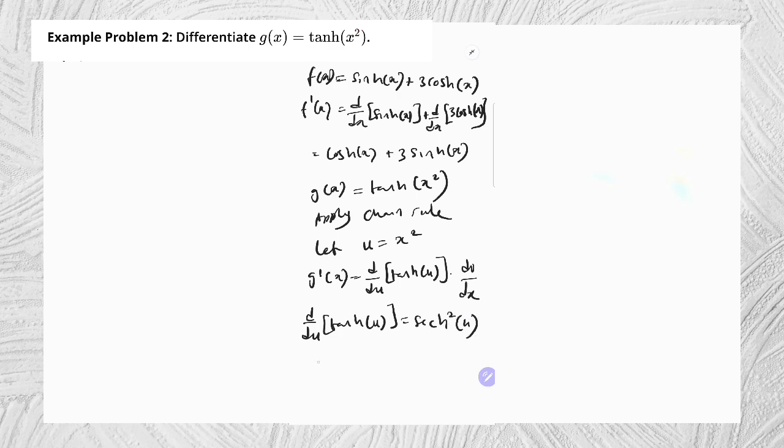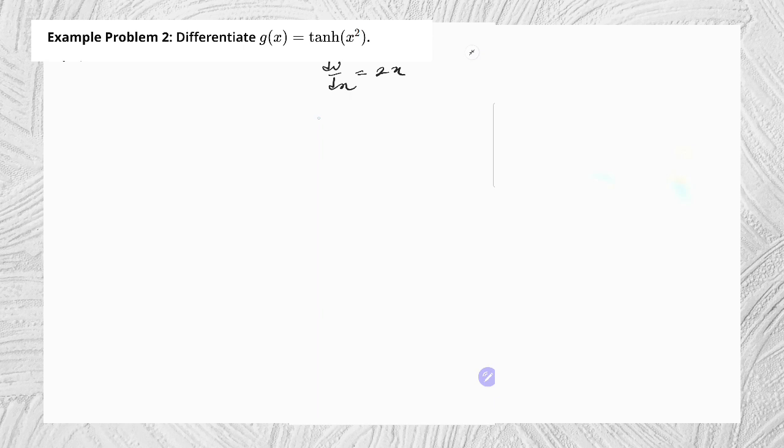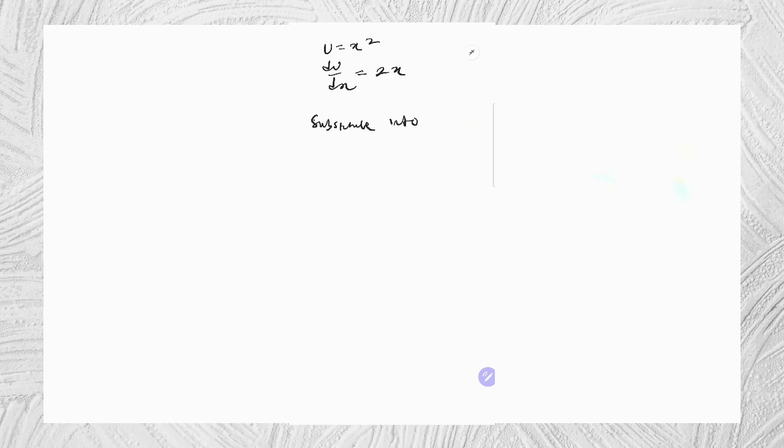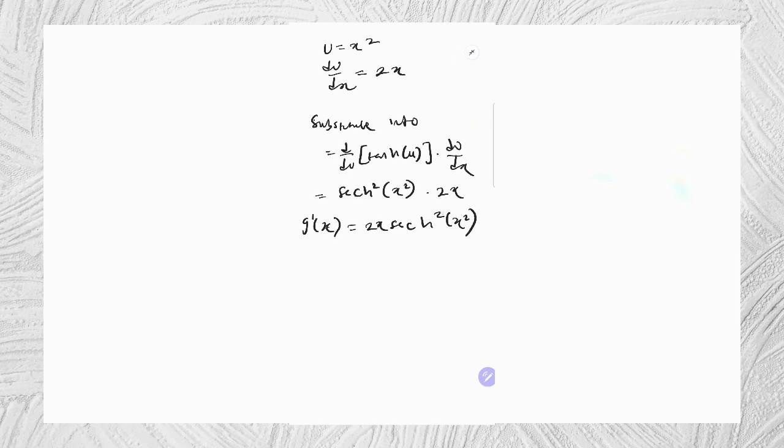Now, let us differentiate u equals x squared. That will give you du/dx equals 2x. So when we substitute d/du of tanh u equals sech squared u and du/dx equals 2x into the chain rule equation, we end up with differentiation of g of x equals sech squared x squared times 2x, which can also be written as 2x times sech squared x squared.